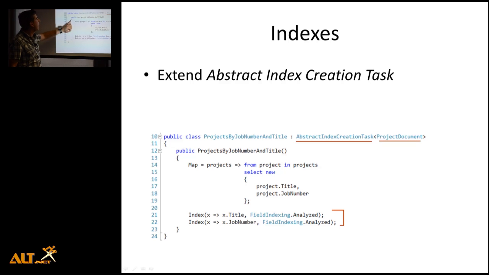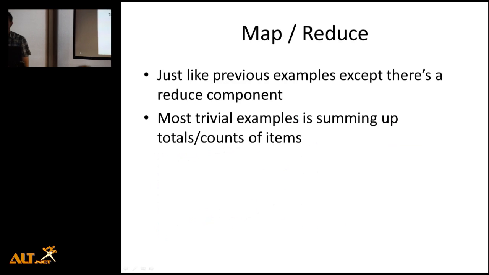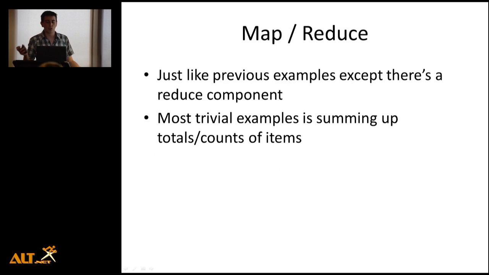And I tell Raven, hey, I want an index called projects by job number and title. And then you tell it what to index on, title and a job number, and this is just the Raven syntax. That's it. It's that simple. Now, the next powerful thing about indexes is mapping, what you just saw, and reducing.